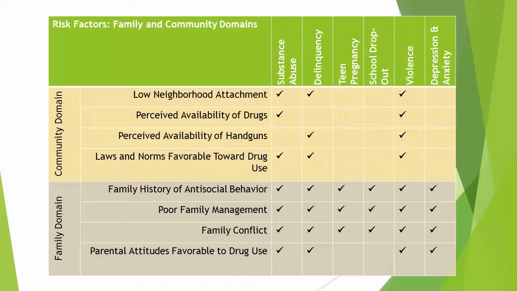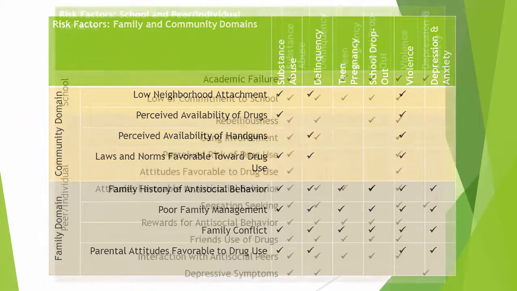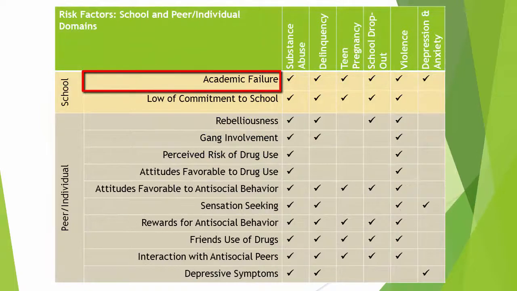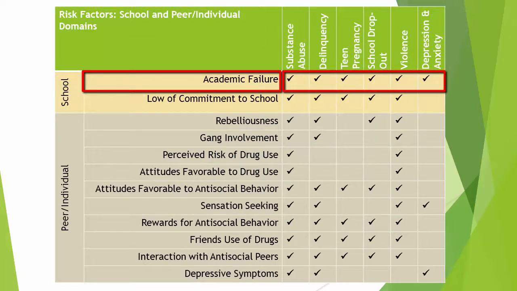These charts outline common risk factors in the column on the left and the problems they can lead to in the top row. As indicated by the checks, we can see that each risk factor can lead to multiple problems. Consequently, addressing one risk factor has the potential to prevent multiple problems.